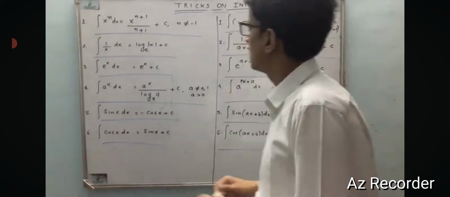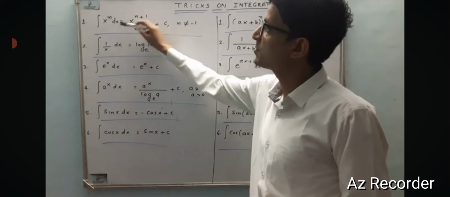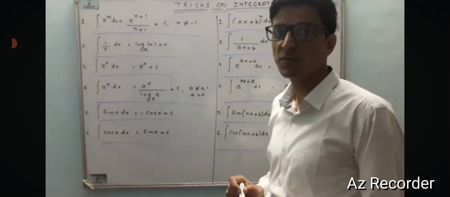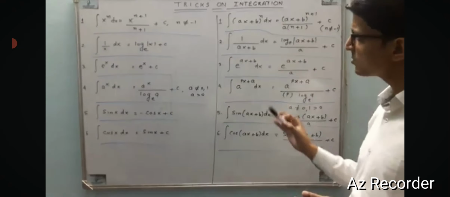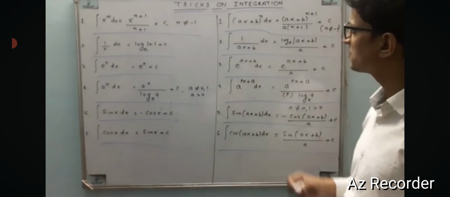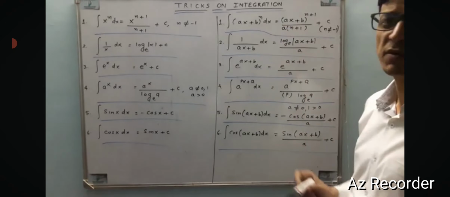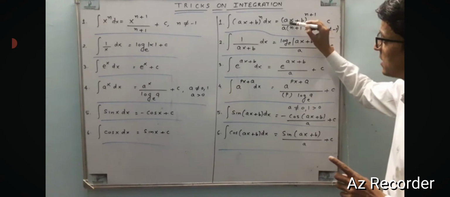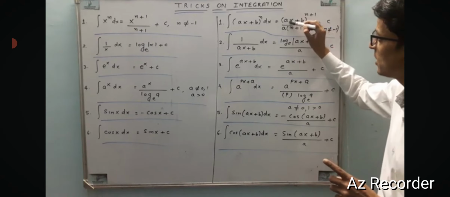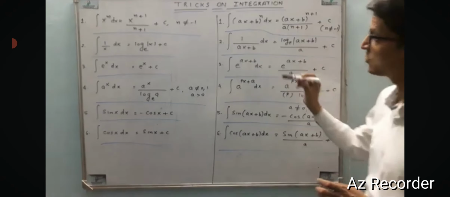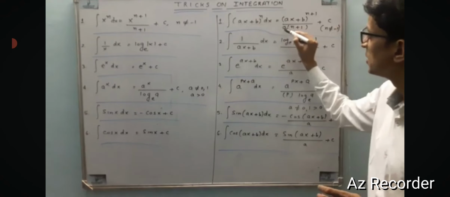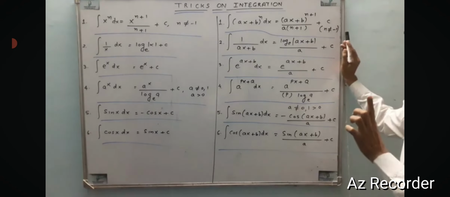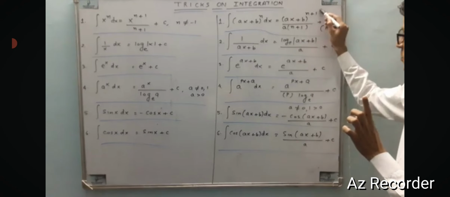The first result, we all know that integral of x raised to power n dx is x raised to power n plus 1 upon n plus 1 plus c, where n is not equal to minus 1. Now suppose instead of x we are being given ax plus b raised to power n. The result will be the same, except that you just divide the expression by the coefficient of x. The coefficient of x here is a. So just divide the expression by a. Otherwise the entire result will be the same. You can see that it is ax plus b raised to power n plus 1 upon n plus 1 divided by a plus c.